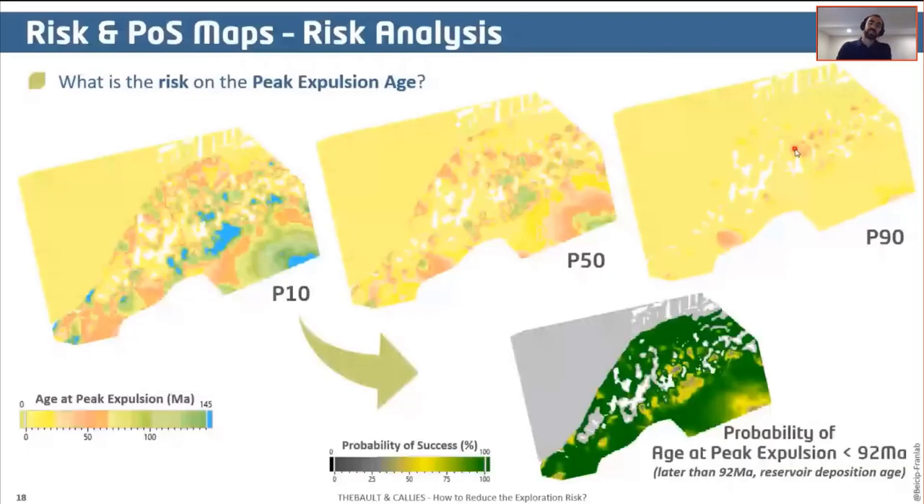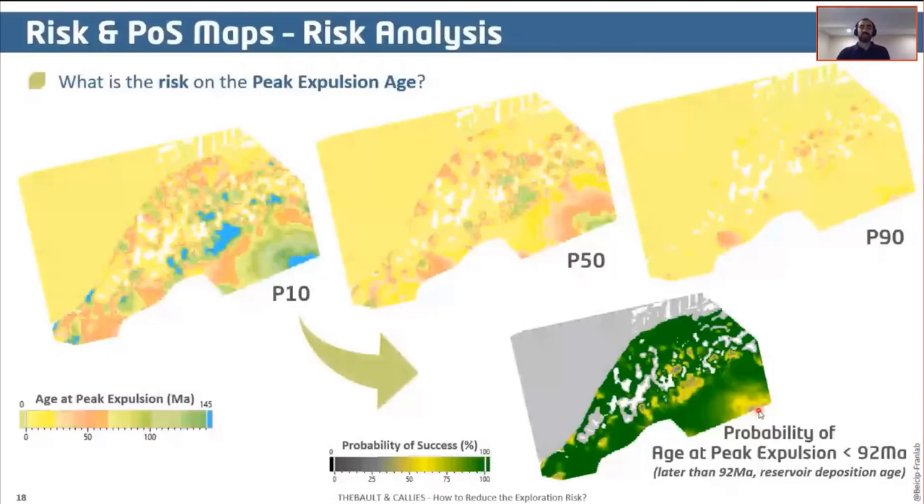And all that can also be translated into what we call a probability of success map, where here we are going to check the probability of having the age at peak expulsion occur late enough, so actually after the reservoirs have been deposited. And here that result is another way of seeing the information, where we see where we are sure that the peak of expulsion occurred after 92 million years. So here we see that some areas are very promising, and in others we may have an expulsion that occurs too early, areas that are overmature and so are a bit risky in that case.